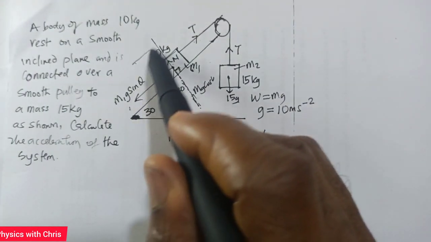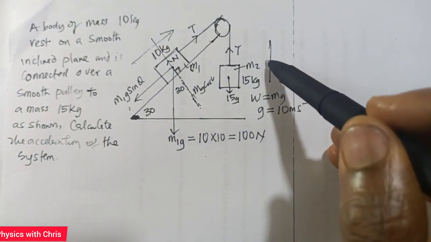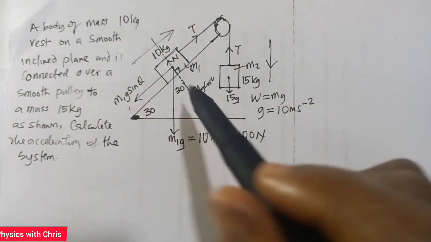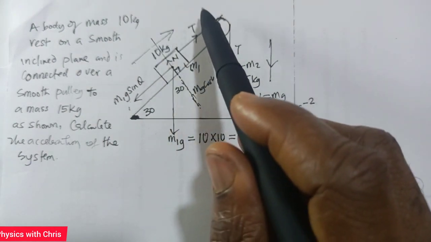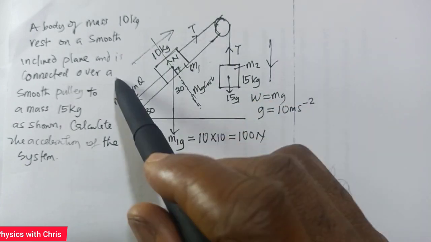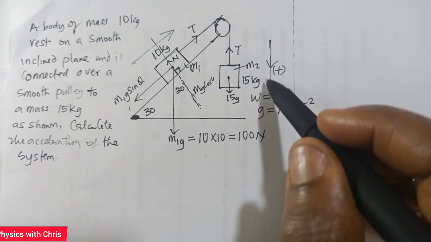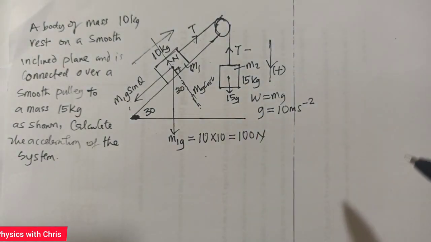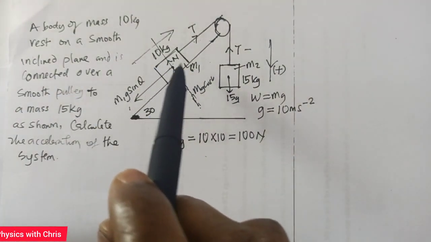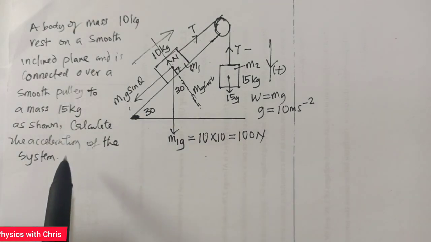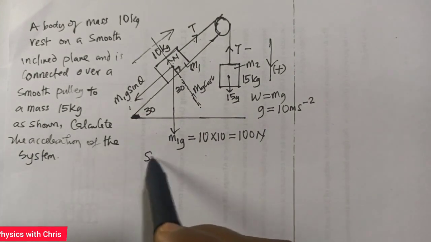Now M1 moves in this direction, while M2 moves vertically downwards. So my coordinate system implies that I'm going to take any force acting in the direction of the positive x-axis as positive, and any force acting this way negative. My downward force is taken as positive because that's the same direction of motion, and the upward force here will be taken as negative. So the question says the surface upon which M1 lies is smooth. We have to calculate the acceleration of the system, okay?